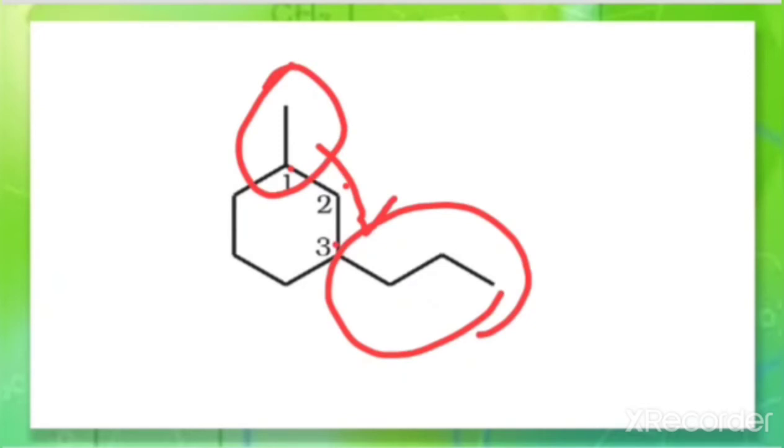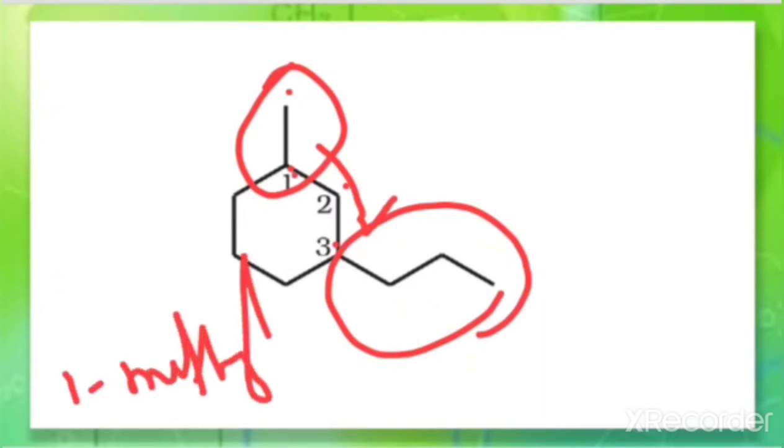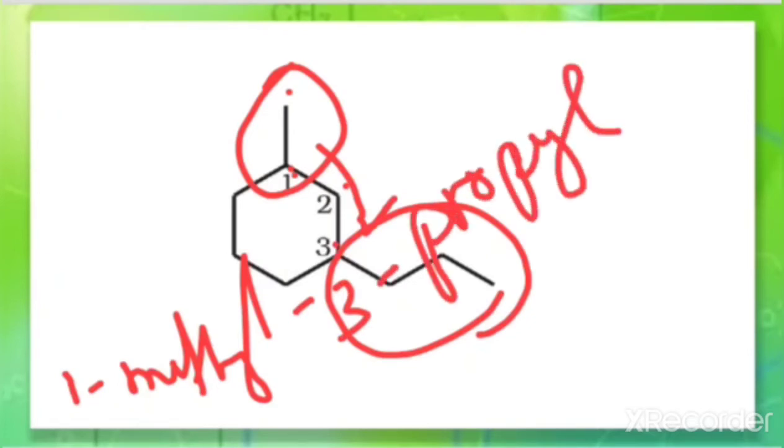So propyl and methyl are the substituents. Therefore, we have to take these in the prefix part. And in alphabetic order, methyl comes first. So first we have to write methyl. And what is the number? It is on the 1st carbon. Next substituent is propyl. And propyl is on the 3rd carbon. So 3-propyl. And this part is the prefix part.